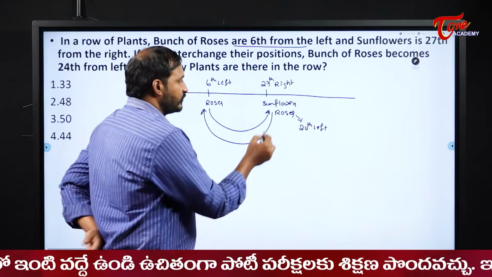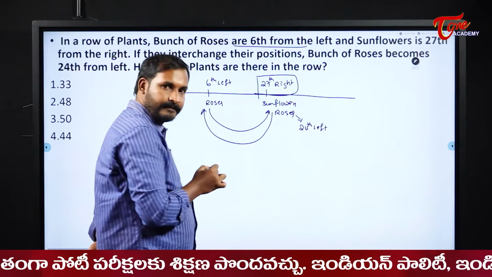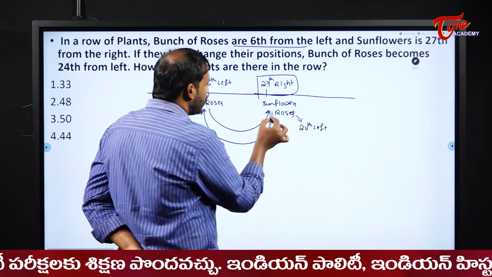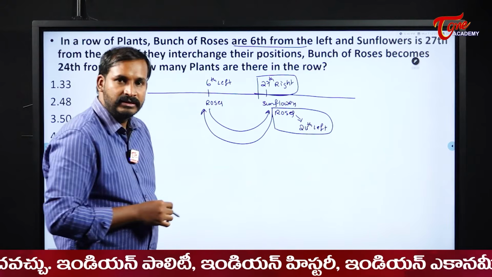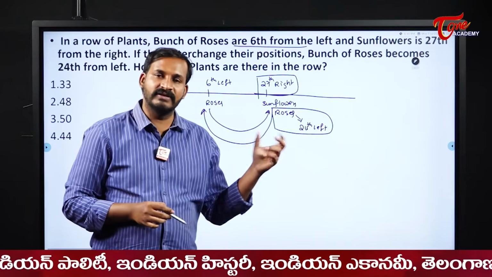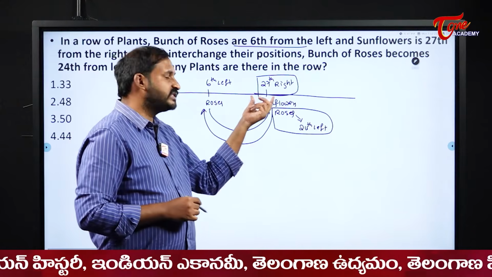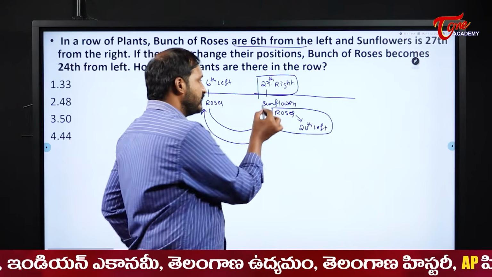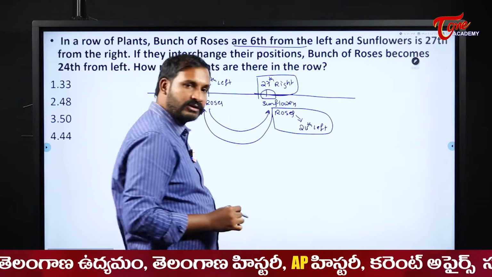Now, the same position, earlier sunflower was there and its position is what? 27th from right. Right? And the same position, now rose is there. The same position is what? 24th from left. See, the flowers may be changed. Roses and sunflowers will be changed. But the position will not be changed, right? The same position, it is 27th from right, and the same position, it is 24th from left.